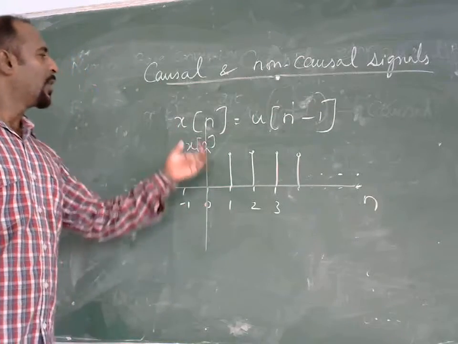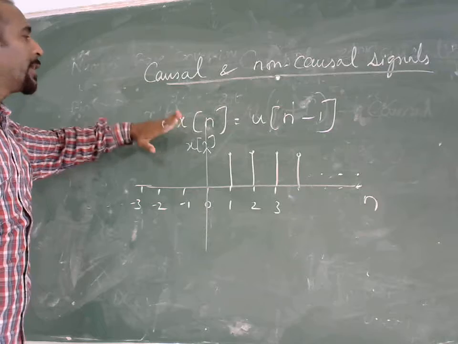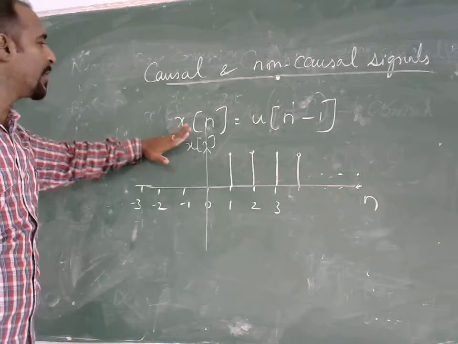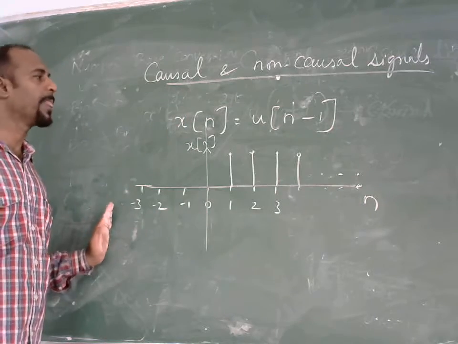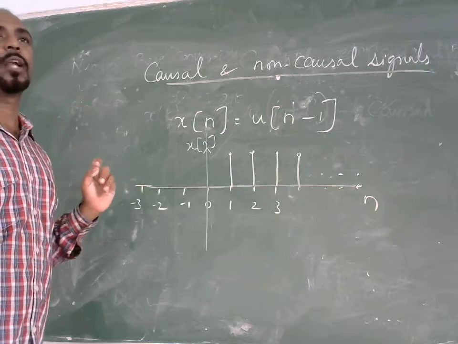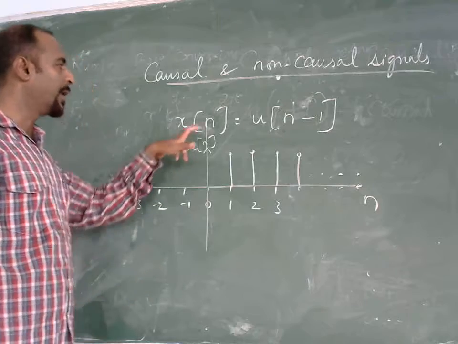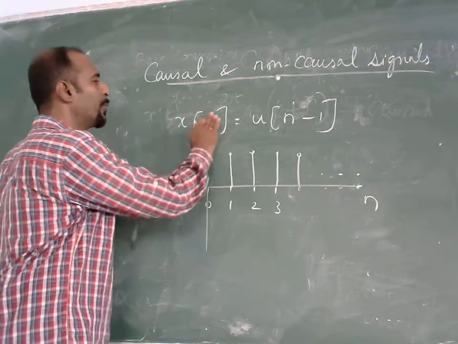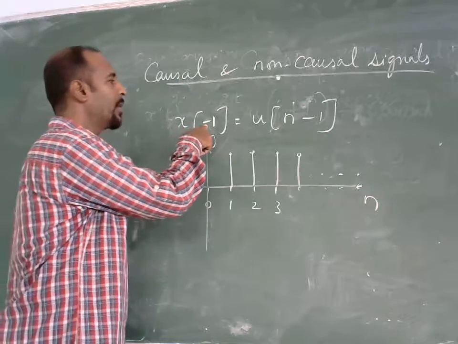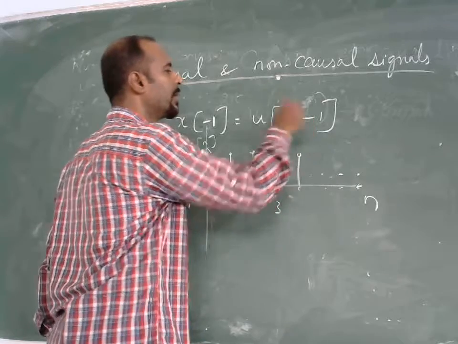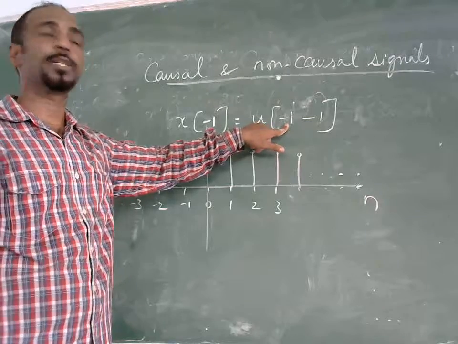So here, if you check for different values of n, when we say that the signal is causal, it should not exist for negative values of n. When we see here itself, we can understand that it does not exist for the negative values of n. Just to be very sure, let us put the values of n in this equation and find out. At n equals minus 1, what is x of minus 1? Wherever n was there, I have replaced it with minus 1.